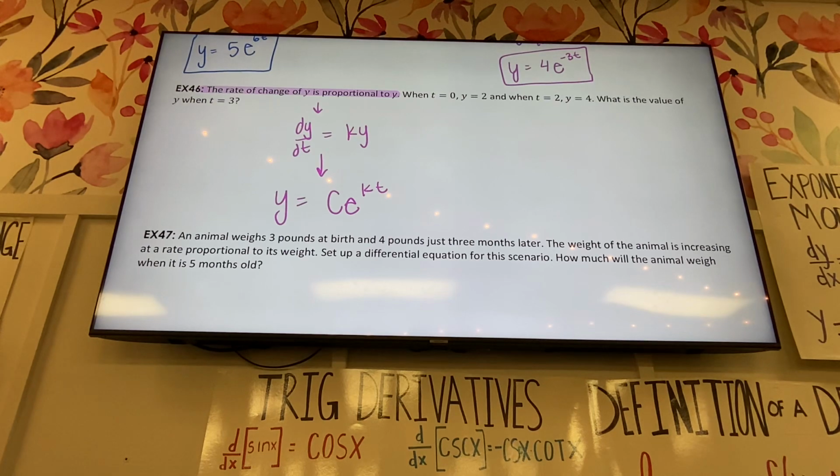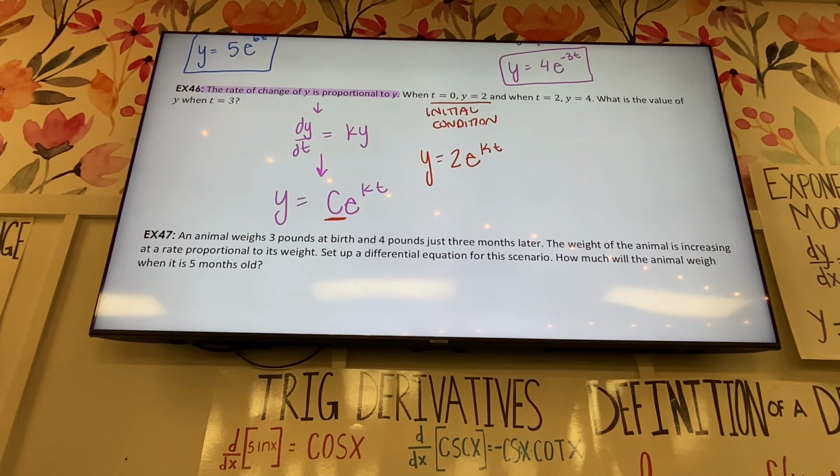Now I need to figure out my C and my k. So the C is your initial condition. Where would that be? 2, because it tells you right here. Initial condition. So C is going to be 2, so I can rewrite this as y equals 2e to the kt. All right, we good so far?